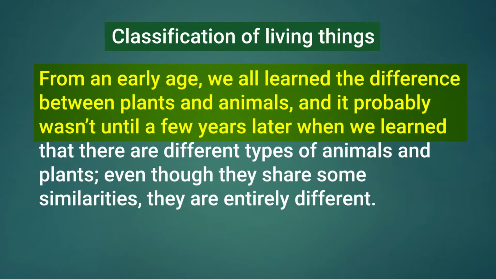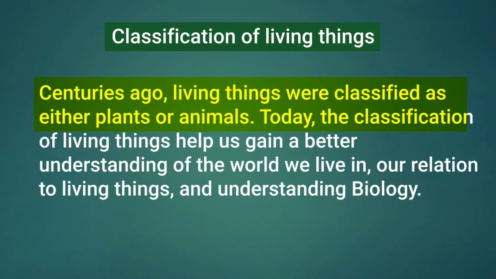From an early age, we all learn the difference between plants and animals. And it probably wasn't until a few years later that we learned that there are different types of animals and plants. Even though they share some similarities, they are entirely different. Centuries ago, living things were classified as either animals or plants. Today, the classification of living things helps us gain a better understanding of the world we live in, our relationship to living things, and understanding biology even better.